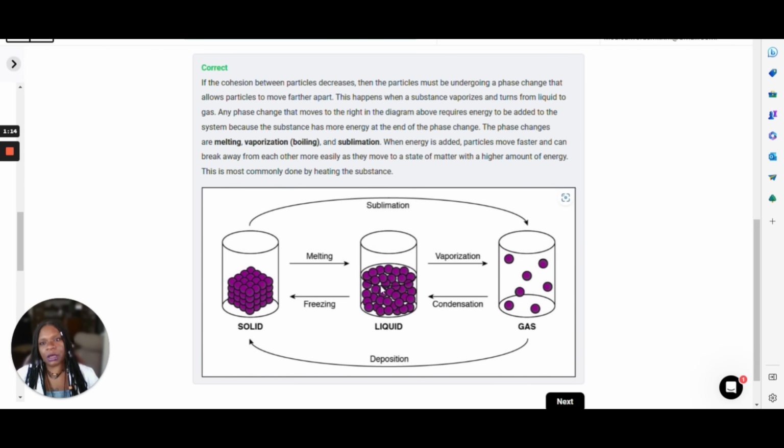Ta-da! So if the cohesion between particles decreases, meaning it's not held together as tightly, then the particles must be undergoing a phase change that will allow the particles to move farther apart. And this happens when a substance vaporizes and turns from a liquid into a gas. So right here, you can see how this happens. There you go.